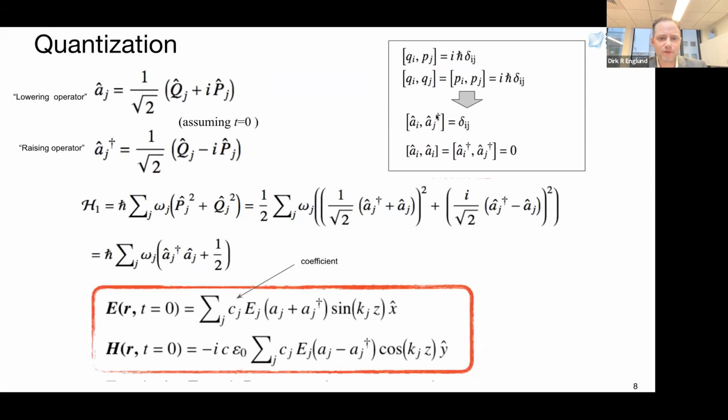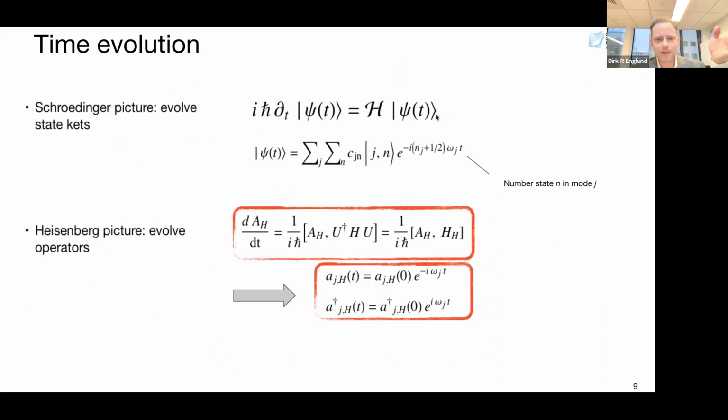Okay, so that was at time equals 0. Now let's see how we evolve this in time so that we can look at later times. One way to do that is to work in the Schrodinger picture. So here we have the time-dependent Schrodinger equation. If the Hamiltonian is time independent, this has a simple solution that we can just integrate.